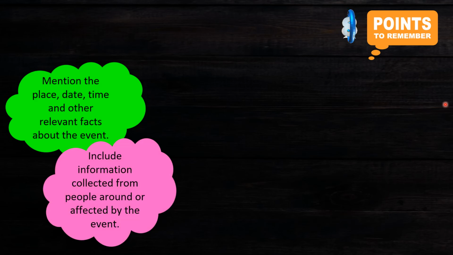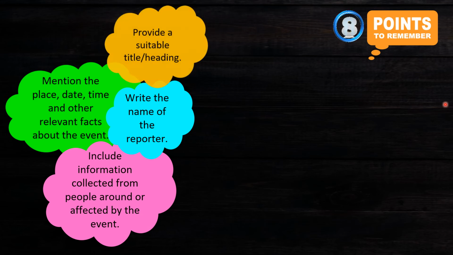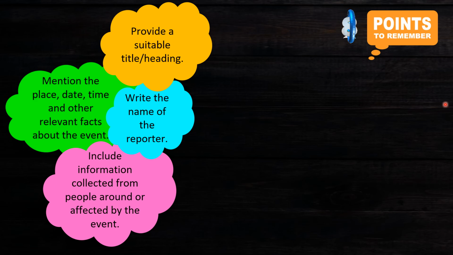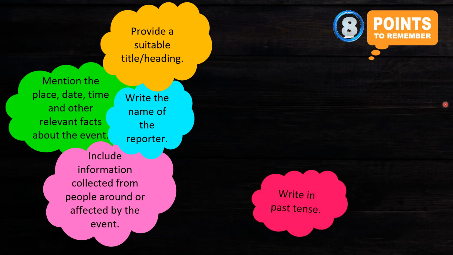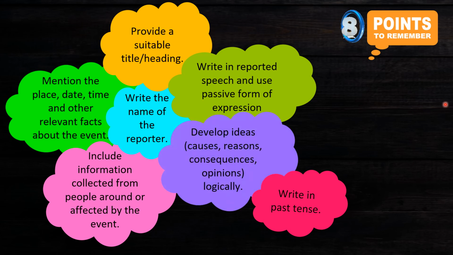Second thing is you have to include all the information that you've collected from people around the affected area. Third, don't forget to mention your name because you are the reporter. After that, once you start writing the report, provide a suitable heading. And when you are writing the report, write everything in past tense. Use only reported speech and the passive form to express your ideas.